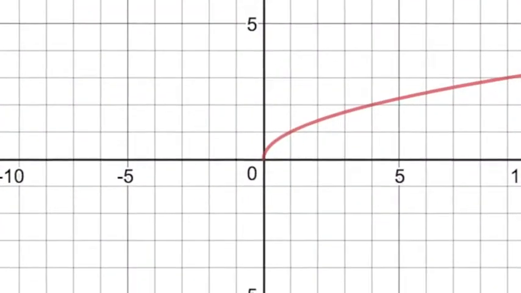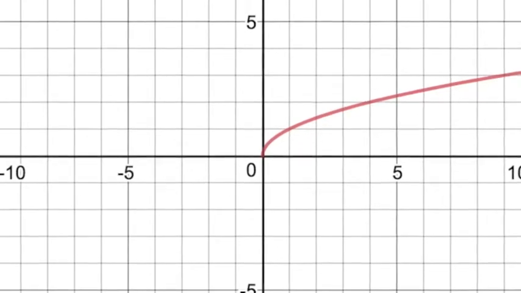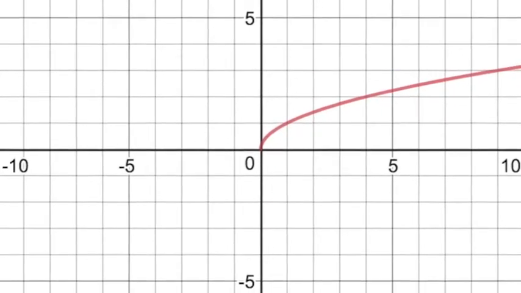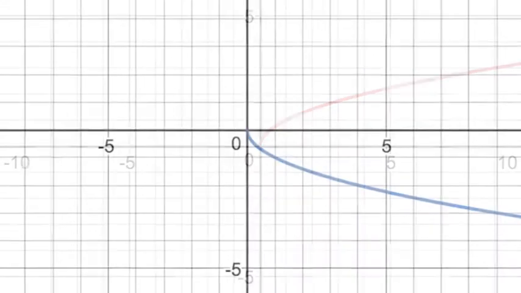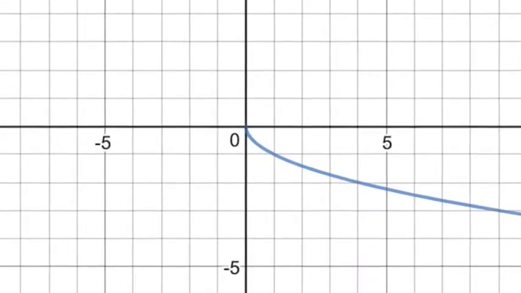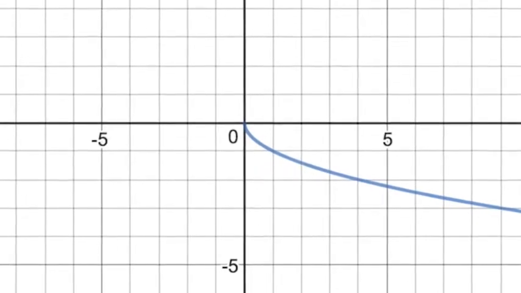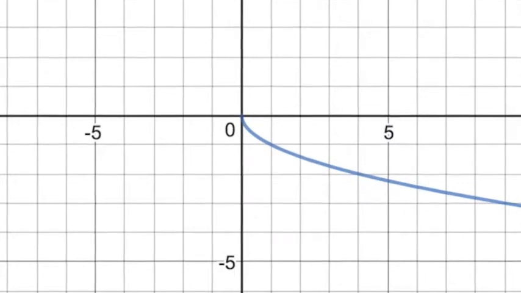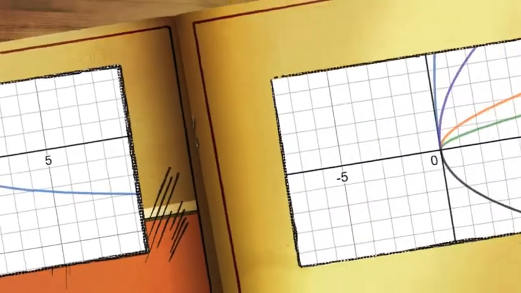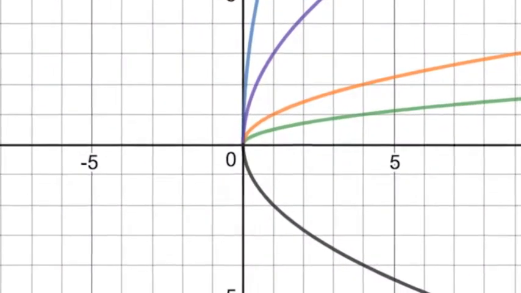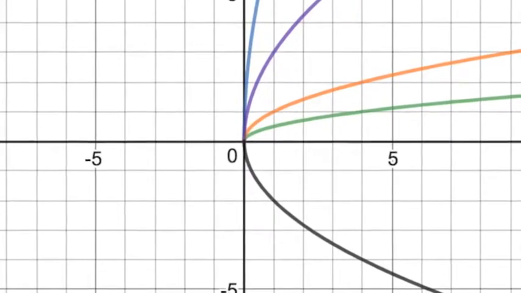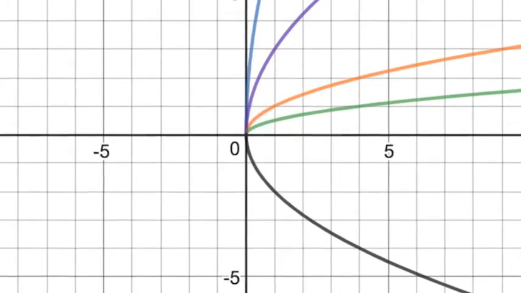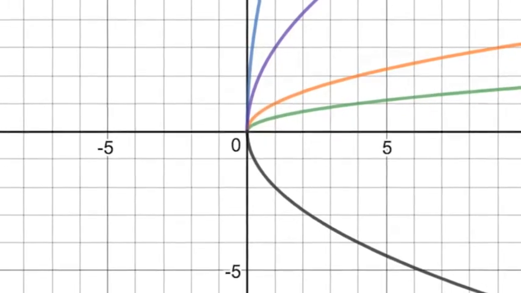Here's your parent function of y equals the square root of x, so a square root function. Notice the origin, it starts here at 0, 0. Here's an example of y equals negative square root of x. Notice the reflection of the parent function on the x-axis. Here's an example of y equals a square root of x. Notice I have different a values and it just changed the growth rate of the radical function.